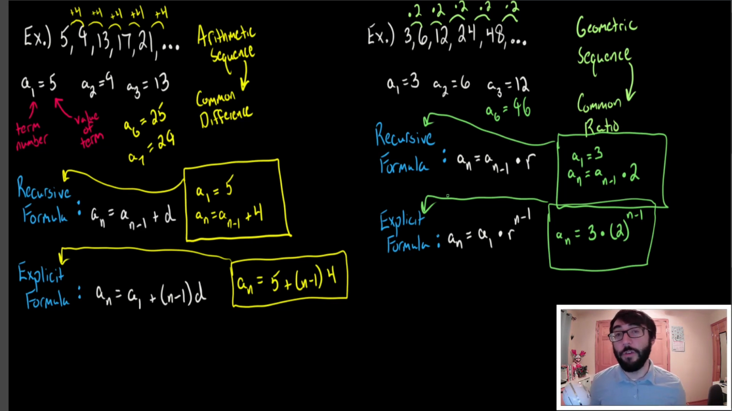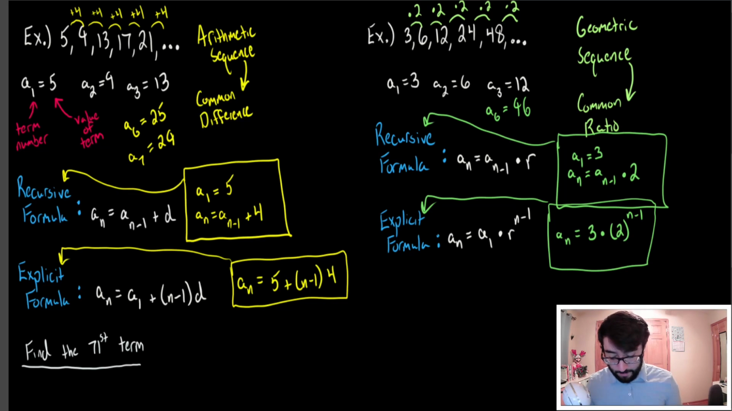Definitely make sure that you know how to write the formulas for each of these, and especially how to use the explicit formula. Now, I said we can use the explicit formula to find any term in the sequence. So let's take a look at one. For example, let's say I wanted to find the 71st term of this sequence up here. Well, that could actually be very challenging if I just had to continue to add over and over and over again. However, it's actually not hard at all if I know the explicit formula.